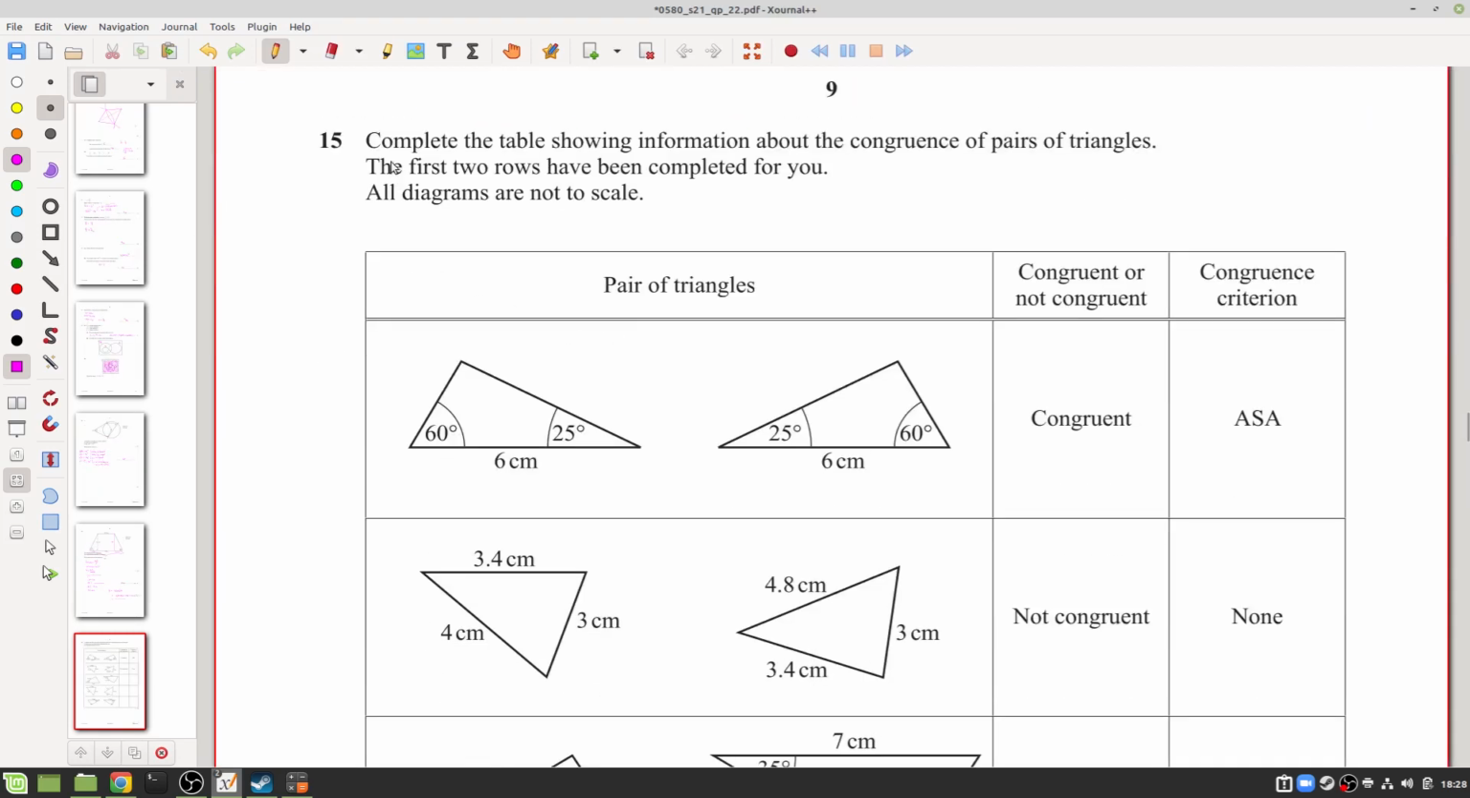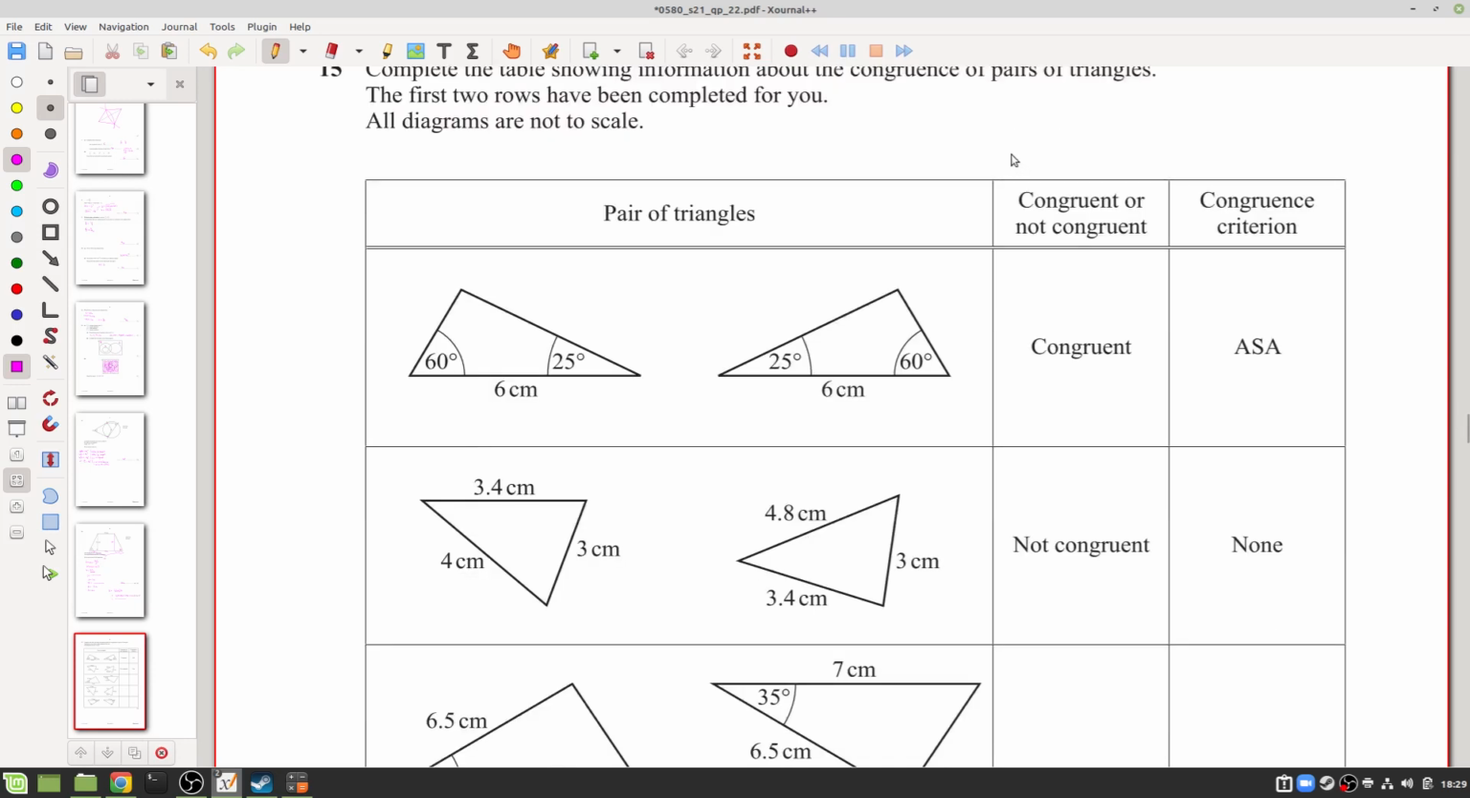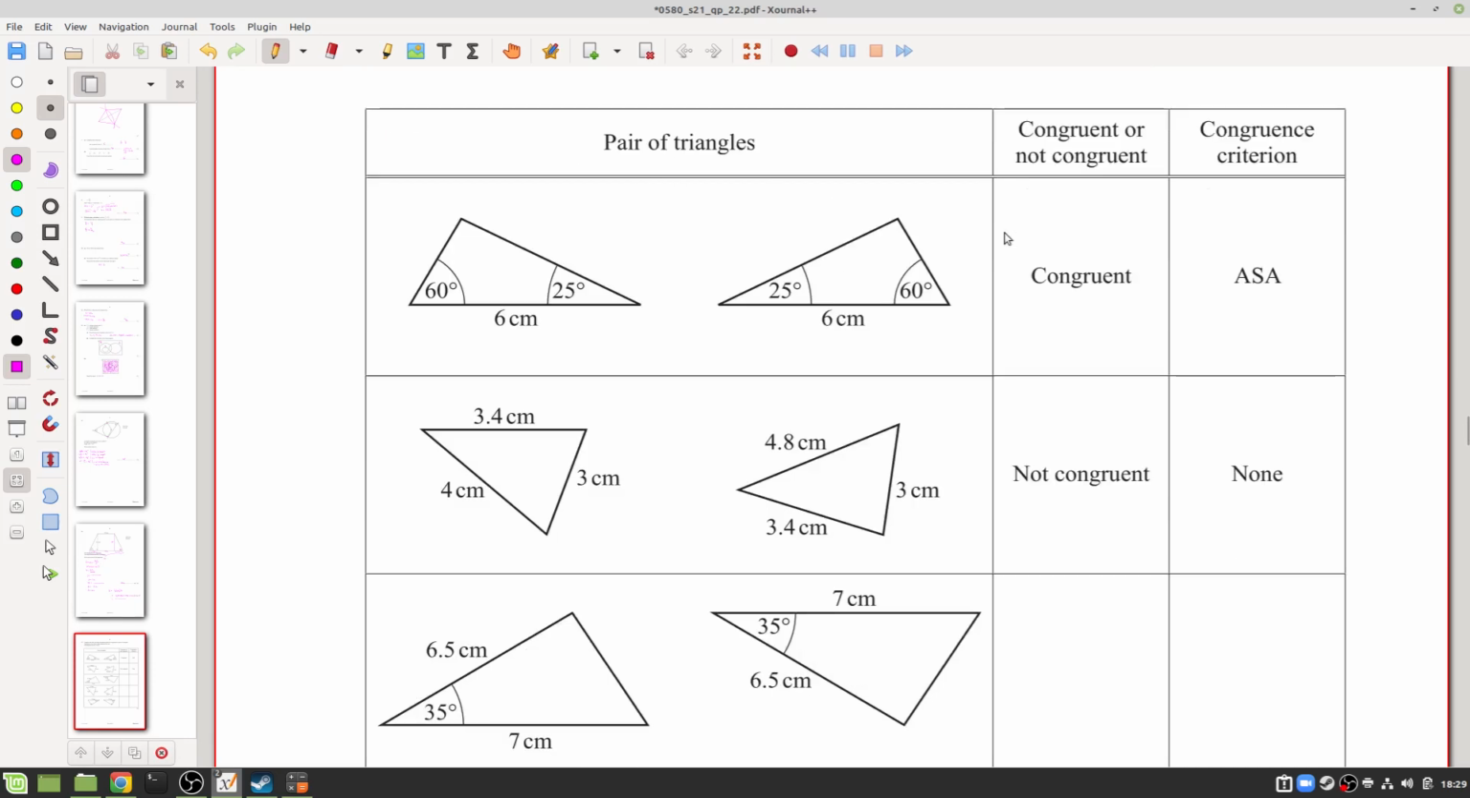Okay, complete the table. Let me just have a sip of water. Complete the table showing information about the congruence of pairs of triangles. First 2 rows have been completed for you. All diagrams are not to scale.